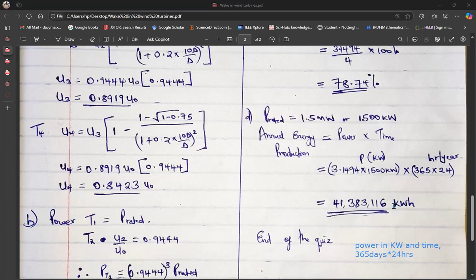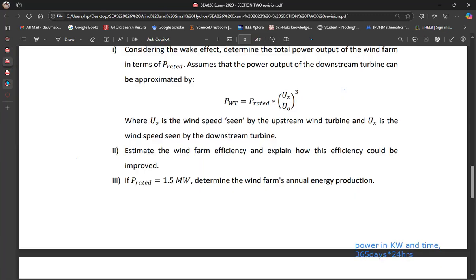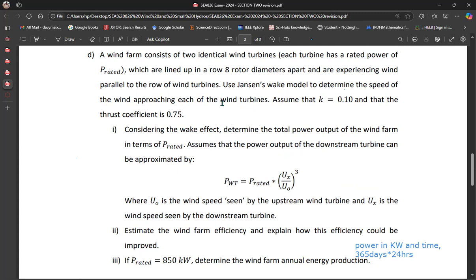This is just like the normal unit we use in our daily lives, the electric unit, kilowatt hour. So that is the end of the quiz. You can try the question which had two identical wind turbines. Now it is easier because we have done a bigger example. So that is the end of the explanation. Have a good day. Thank you.